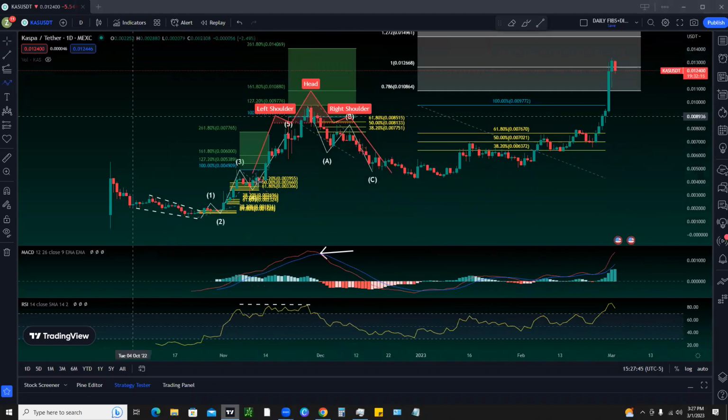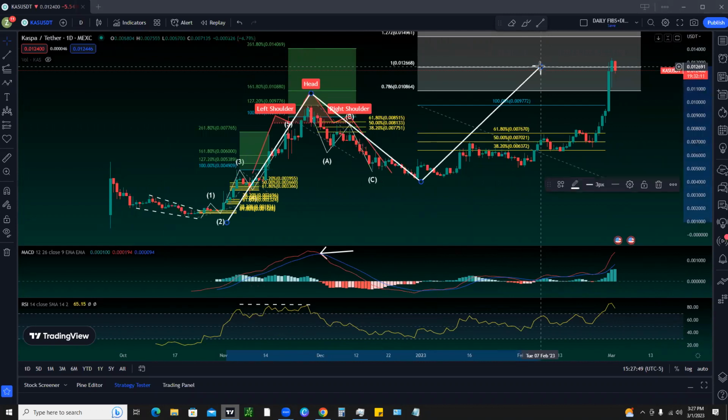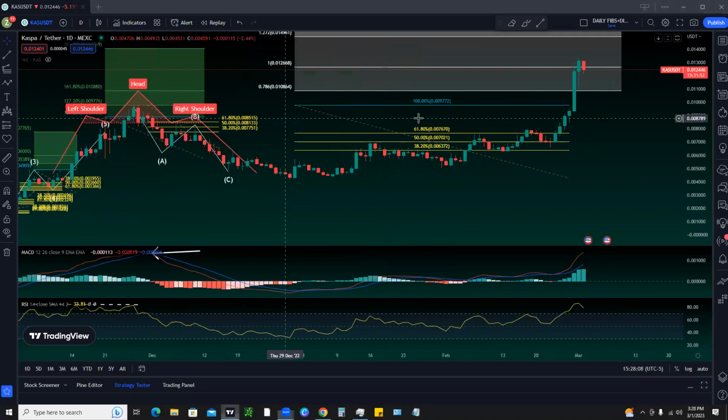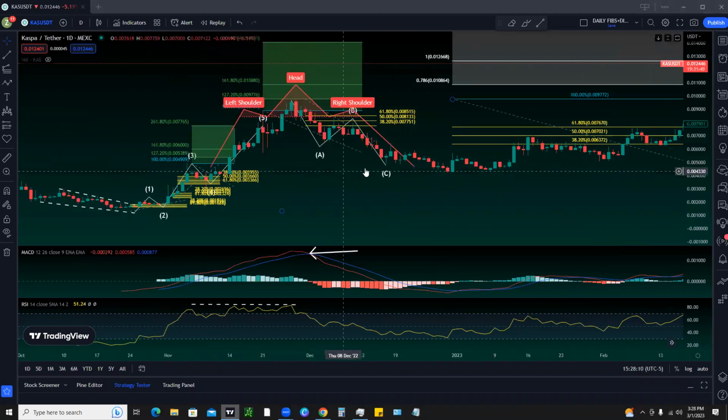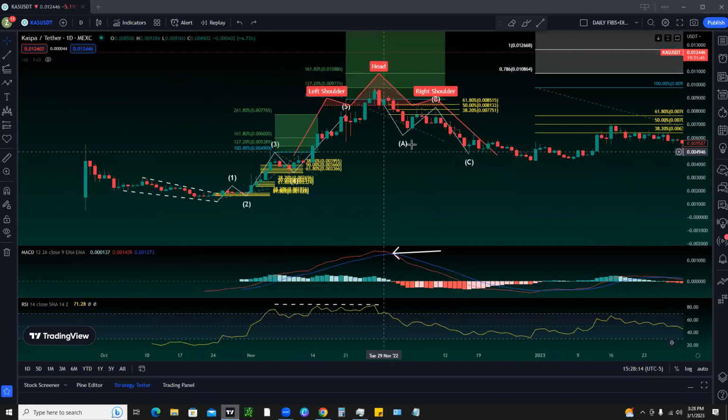We're looking for this much larger structure right here. If we would have broken past this 0.04 area and, instead of an ABC correction, created a D and an E and made 5 waves down here, then we would have invalidated that much larger structure. But ultimately there were a few signs that after we hit these bullish price targets, we were going to pull back. I'm going to break those down for you really quick.